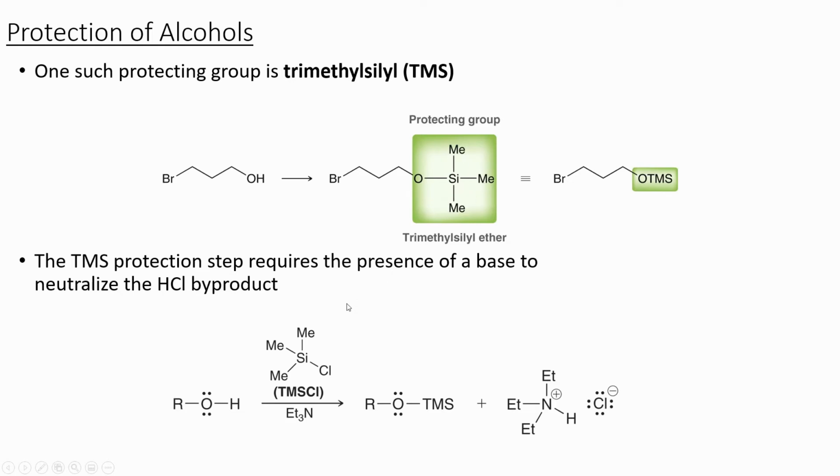And so we can protect the alcohol with the silane group using the reagent TMS chloride, so trimethylsilane with the chloride leaving group. In the presence of a base, this just does an SN2 reaction, and that will TMS protect the alcohol. And then you get the salt as the byproduct. And this protecting group works just fine if you would like to do a Grignard reaction with your alcohol present and protected.